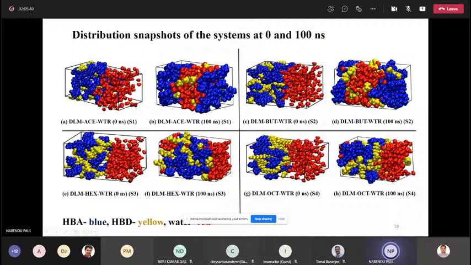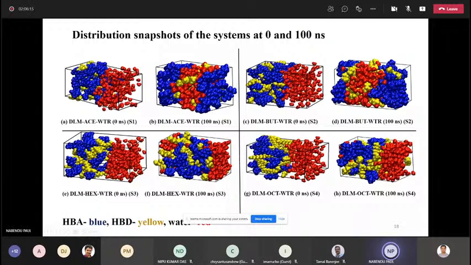After that, we gave 100 nanoseconds of production run. What we found out after 100 nanoseconds is that the yellow, that is the HBD molecules, were interacting the most with the water molecules. Mainly the water molecules reached the DES phase to disrupt the HBA-HBD integrity. Similar things were observed in the acetic acid, butanoic acid, and hexanoic acid systems.